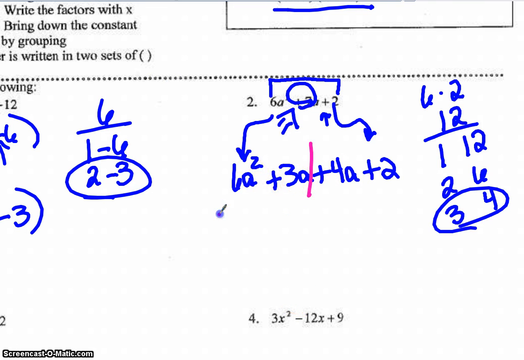6 and 3 will both divide by 3. A squared and a both have an a, so we're going to pull out a 3a. 6 divided by 3 is 2. A squared, when you take an a out, leaves you a. If you're not sure where that came from, think about this being an exponent of 1. 2 minus 1 is 1, so I still have a to the first.